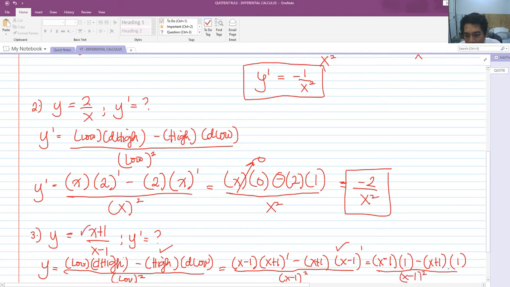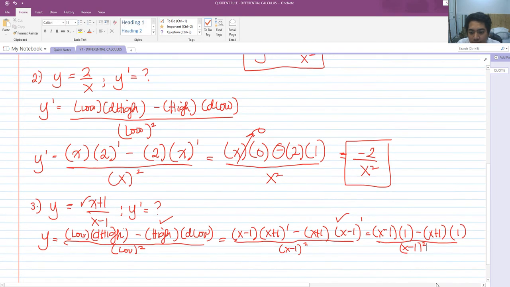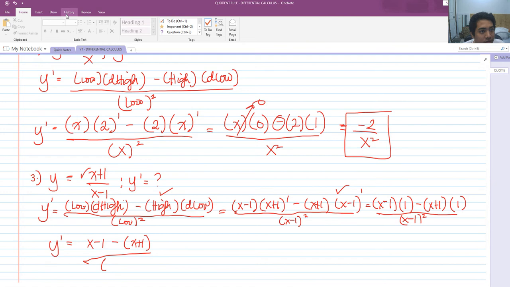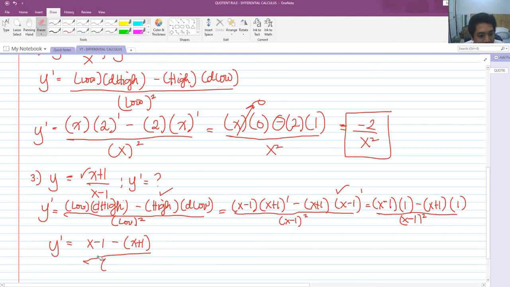So continuing our solution there, we can see here that both of the x's will cancel. So let's have a space here. So we have y prime as x minus 1 times 1 is still x minus 1. Then we have x plus 1 times 1 is x plus 1. All over, oops, let me just erase this again and try to write this. We have x minus 1 squared.